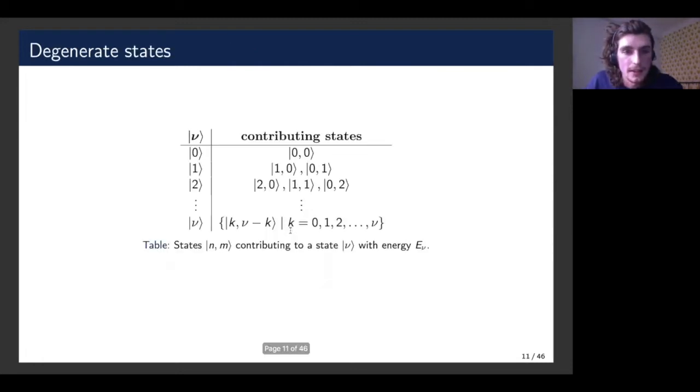We can look at the states that contribute to a given value of nu. So the only non-degenerate state is the ground state, and this corresponds to the state (0,0). And then for a state with total number 1, we can have (1,0) and (0,1). And then for nu equal to 2, we can have (2,0), (1,1), (0,2). And for a general state with value nu, it's the set of nu plus one states of the form (k, nu minus k).